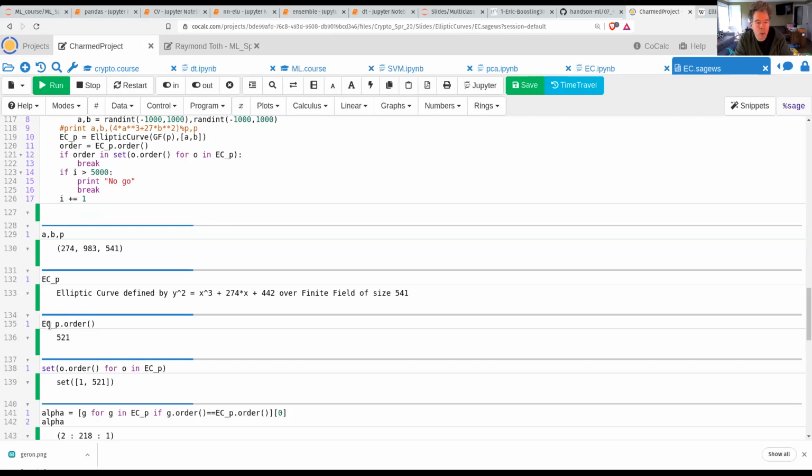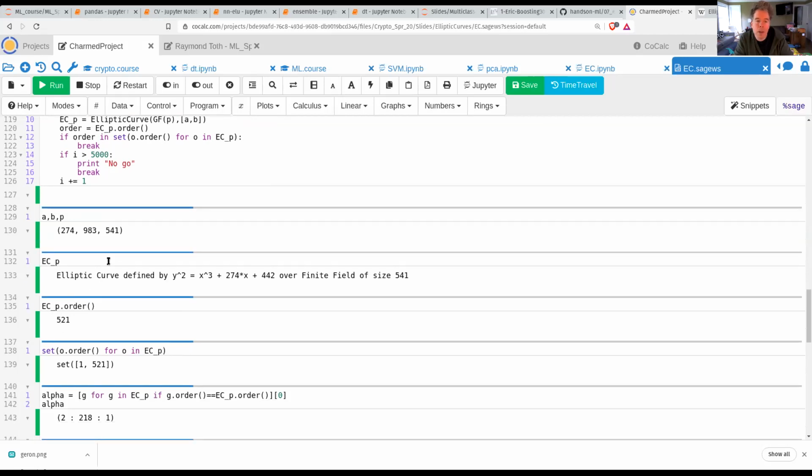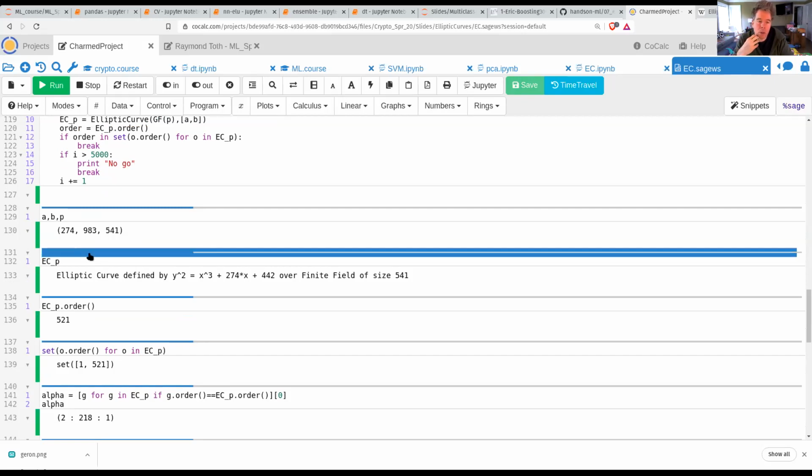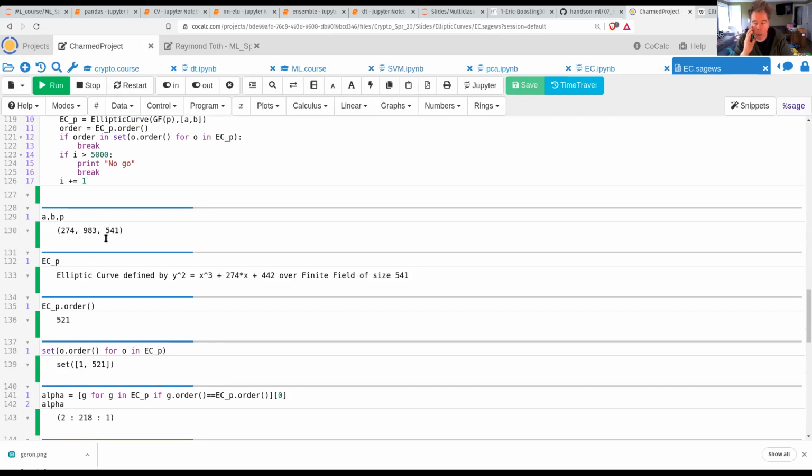It turns out that the order of this group is 521. Notice that 521 is pretty close to 541, and that always happens. Even though I said the number of elements in the group is hard to predict, there is an approximation theorem called Hasse's Theorem, which says that the order of the elliptic curve group is equal to P plus or minus the square root of P. So there's an error term. The order of this group is 541 plus or minus the square root of 541.